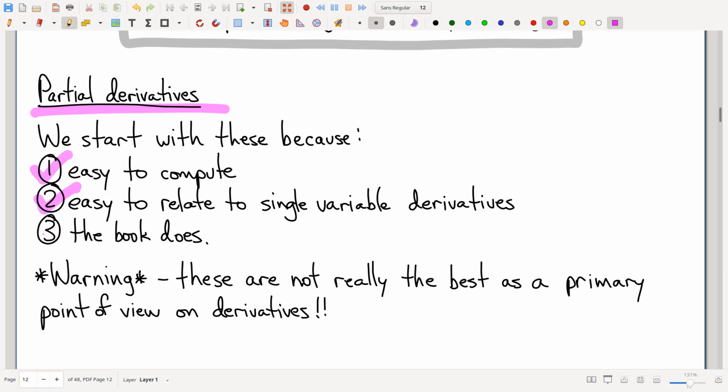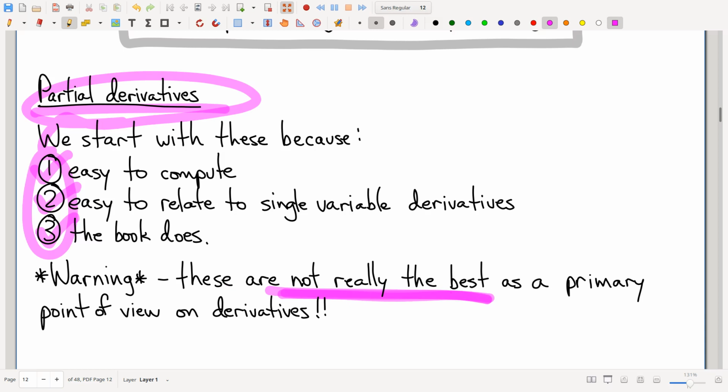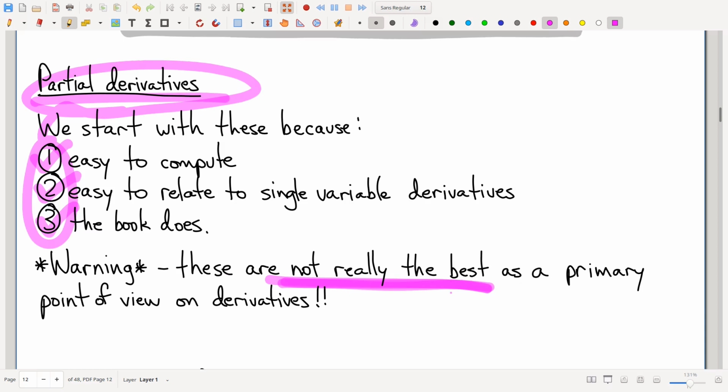Frankly, the big one is the fact that the book does it this way. But for whatever it's worth, if it were up to me, or said differently, in my multivariable calculus book, I don't start with partial derivatives. Because even with all of these advantages, these are really not the best way to think about derivatives. And there's kind of an implicit subtext when you present ideas that the first idea is the most important one, that it's the most fundamental of the various ideas that are going to all connect. You start with the fundamental.